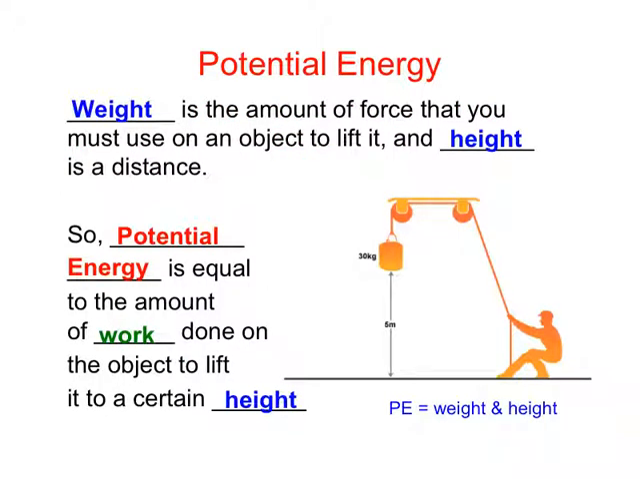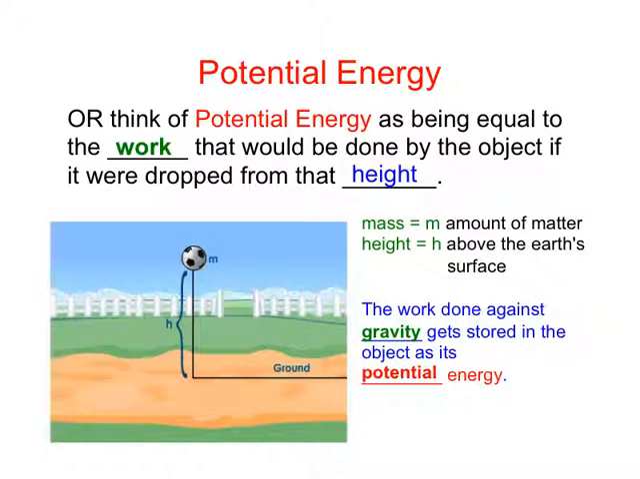So weight is the amount of force that you have to use on an object to lift it, and height is a distance. So potential energy is equal to the amount of work done on that object to lift it a certain height. So here's the distance, the 30 kilogram mass rose above the ground. So it's the weight times the height, or the mass times the height. Or we could think of potential energy as being equal to the work that would be done by that object if it were dropped from a certain height.